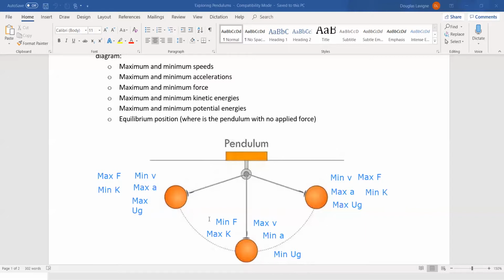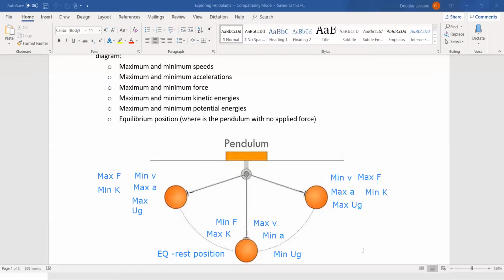So the only thing left that we have to put on our diagram is where is the equilibrium position. Equilibrium position is where the pendulum is with no applied force. Where would you say that there is no force acting on the pendulum? At the bottom. At the bottom, where you have minimum acceleration, that is because you are at the equilibrium, or sometimes what we call the rest position. Why do we call it the rest position? Well, think about what happens to this pendulum. If I let this pendulum run for a while, what's it going to eventually do? Stop at the bottom. It's going to come to rest. The rest position is where it stops.